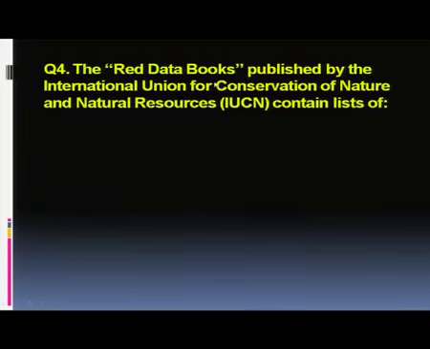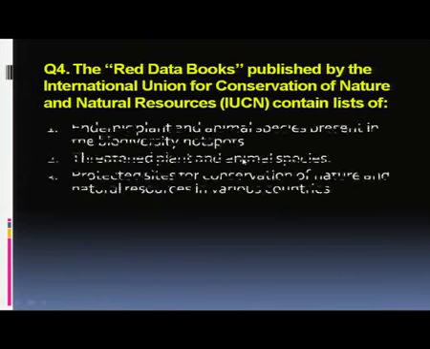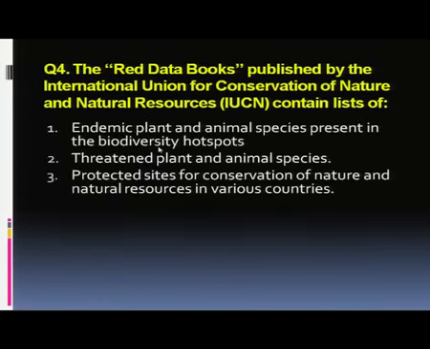Next, the red data books published by the International Union for Conservation of Nature and Natural Resources, IUCN, contain a list of: number 1, endemic plants and animal species present in the biodiversity hotspots. Number 2, threatened plant and animal species. Number 3, protected sites for conservation of nature and natural resources in various countries.